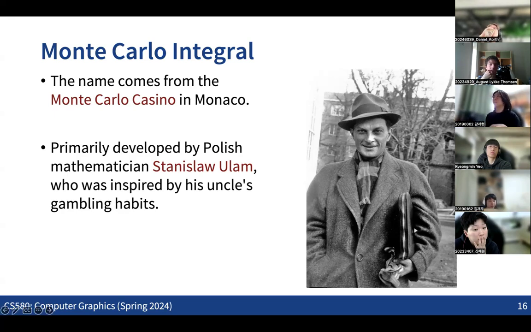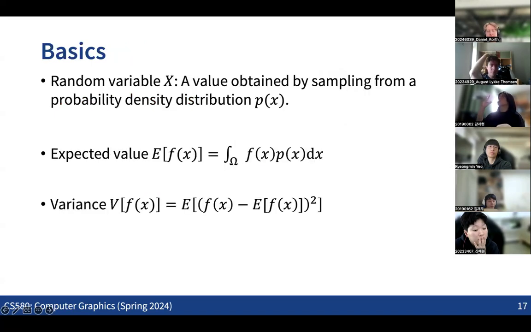Before we get into more details, I guess most of you took an introduction to statistics course, so let's briefly go over some basic ideas. A random variable indicates a value obtained by sampling from a probability density function, a distribution. When you have a function of that random variable, it becomes another random variable as well, right?